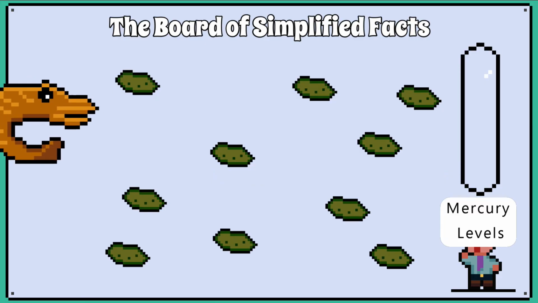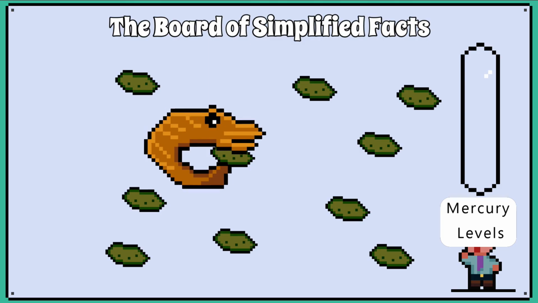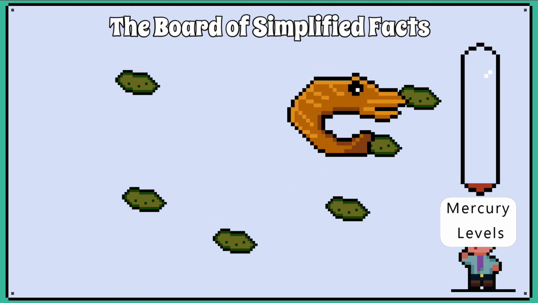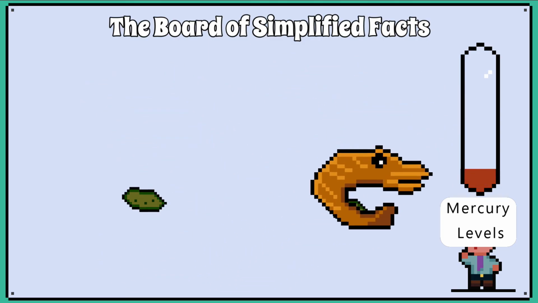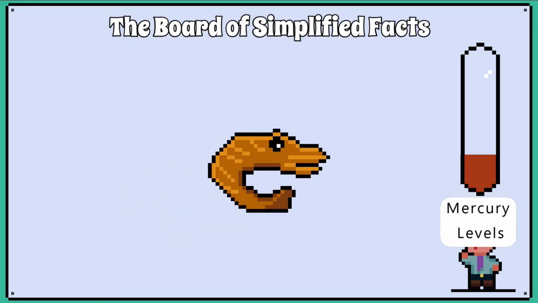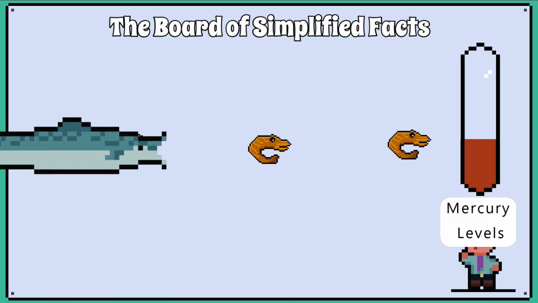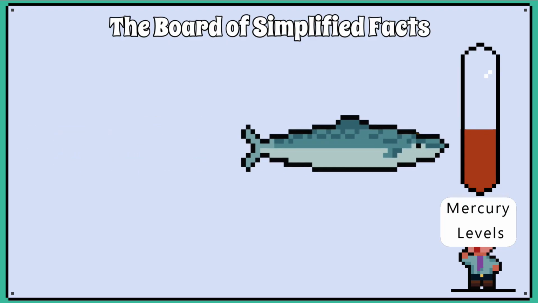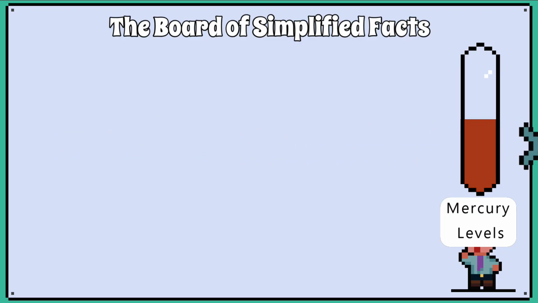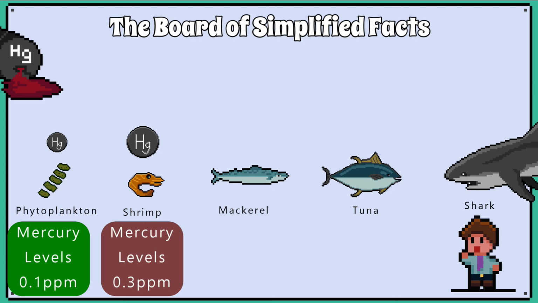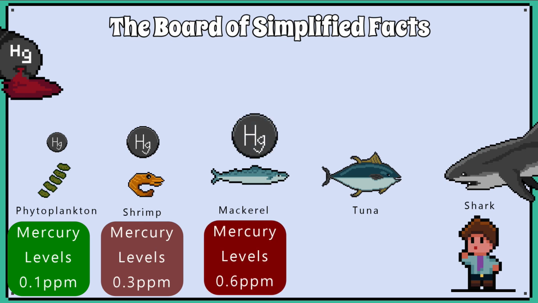Shrimp then consume the phytoplankton. And as one shrimp will consume many phytoplankton, those shrimps will accumulate or build up more mercury in their tissues. So, one shrimp now contains mercury levels of 0.3 parts per million. Mackerel then eat the shrimp. And again, mackerel rely on eating many shrimps to survive, and the mercury continues to accumulate. Now, an individual mackerel contains mercury levels of 0.6 parts per million.